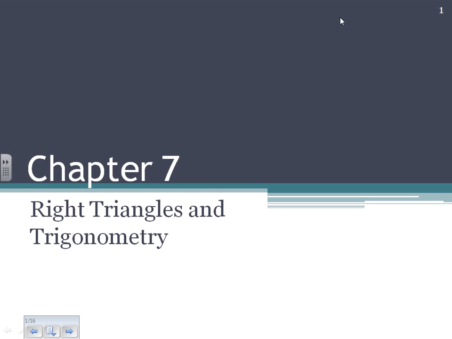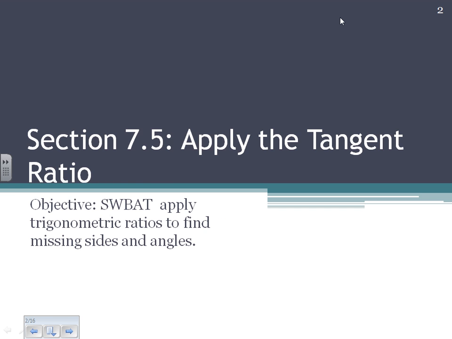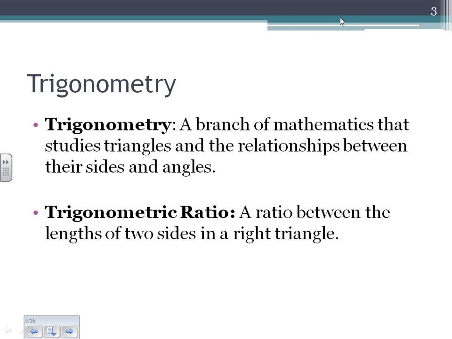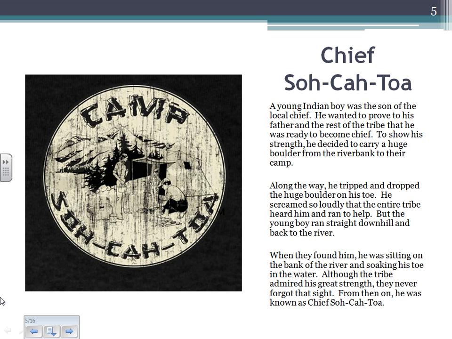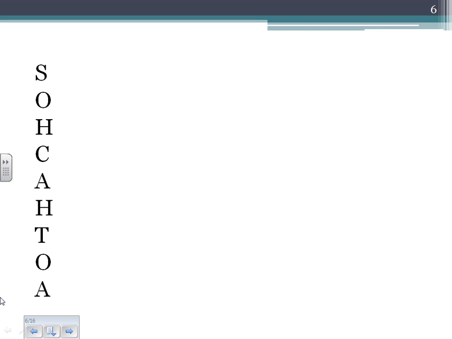So as you recall, we were doing chapter 7.5, the tangent ratio, and I led it off by talking about what trigonometry is and why we need to use it. After that, we went on to some of the concepts covered in trig, and then we talked about Chief SOHCAHTOA, as you recall. Hopefully everybody remembers what Chief SOHCAHTOA means, so let's review that real quick.